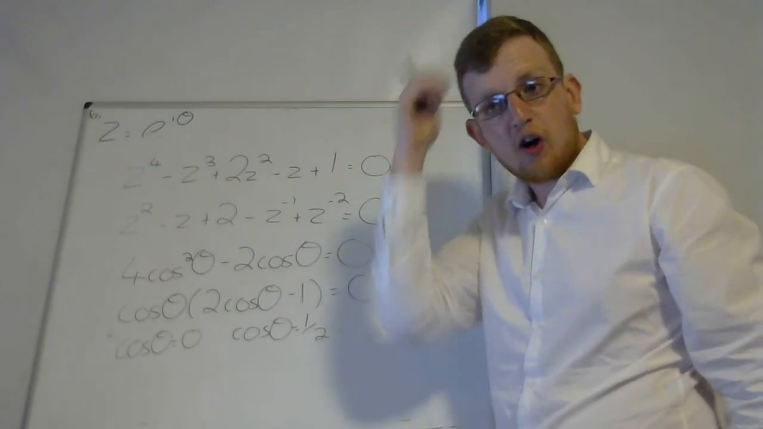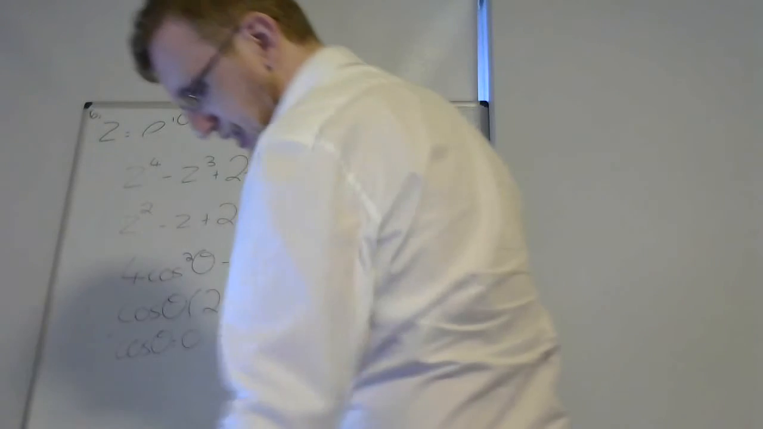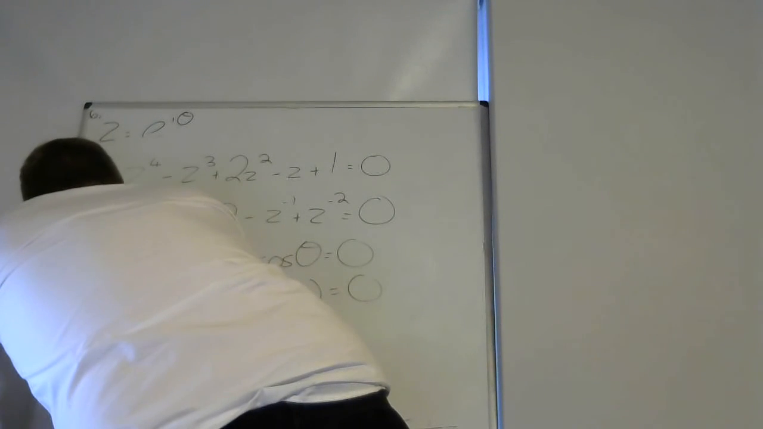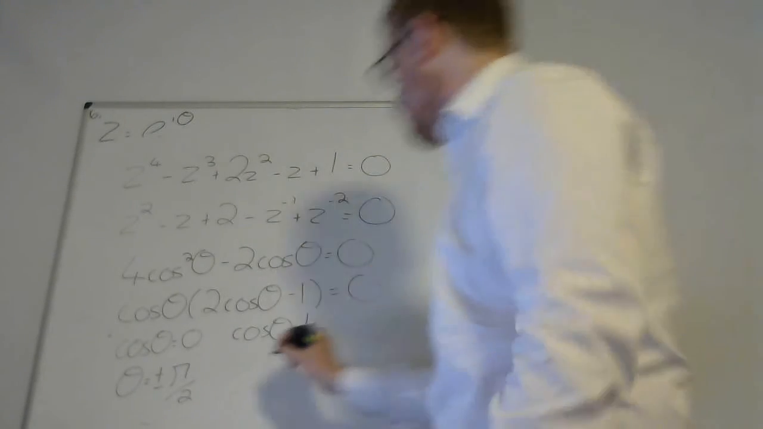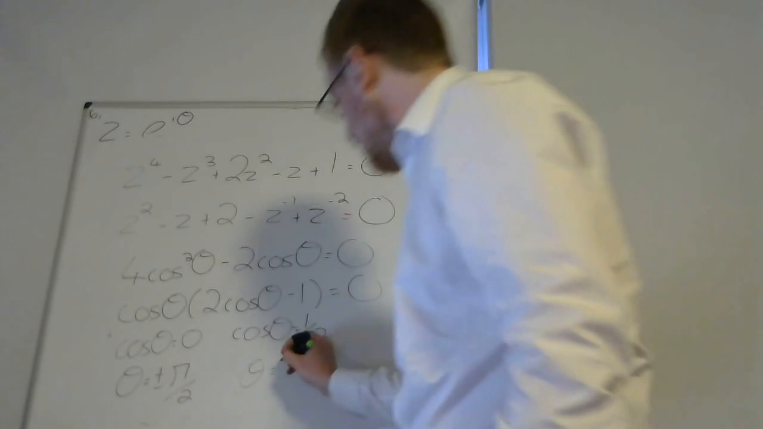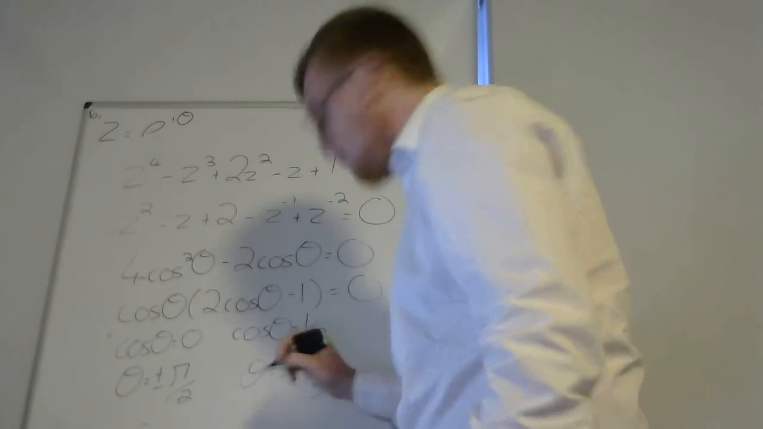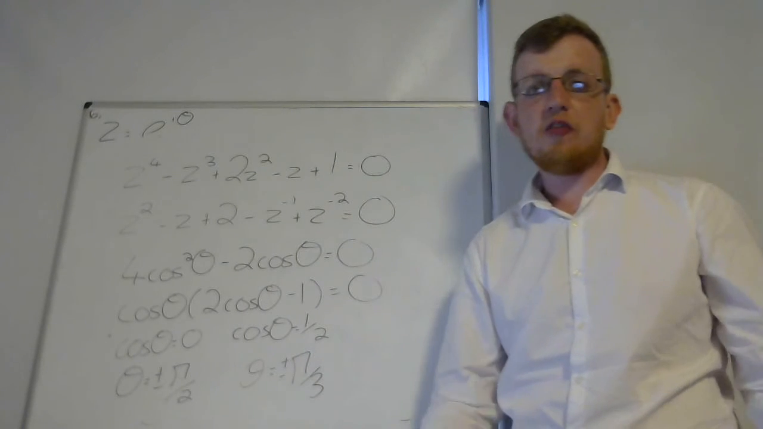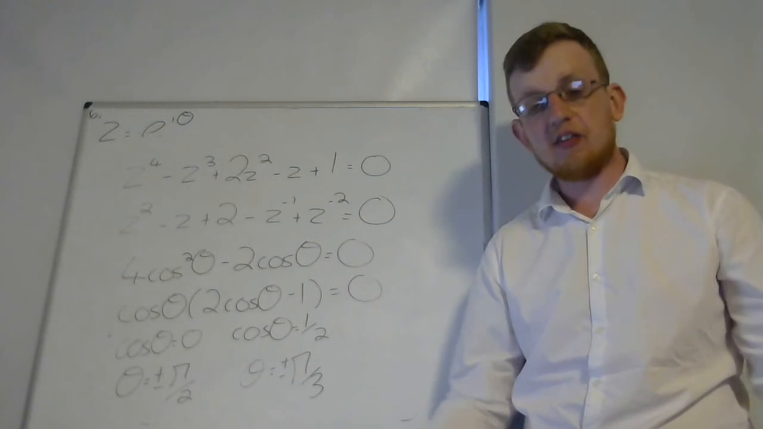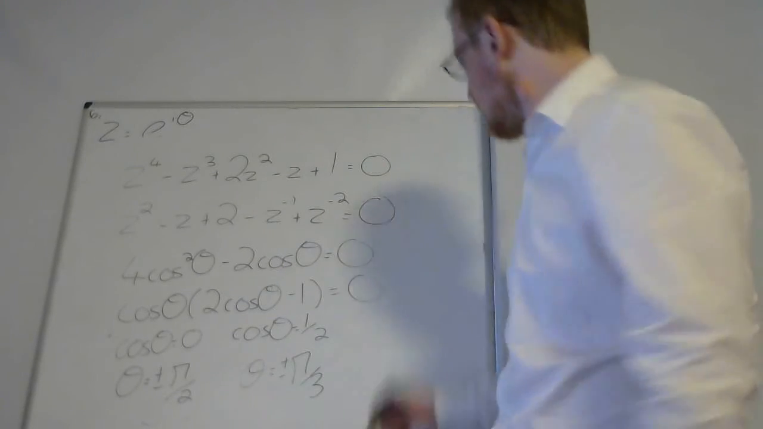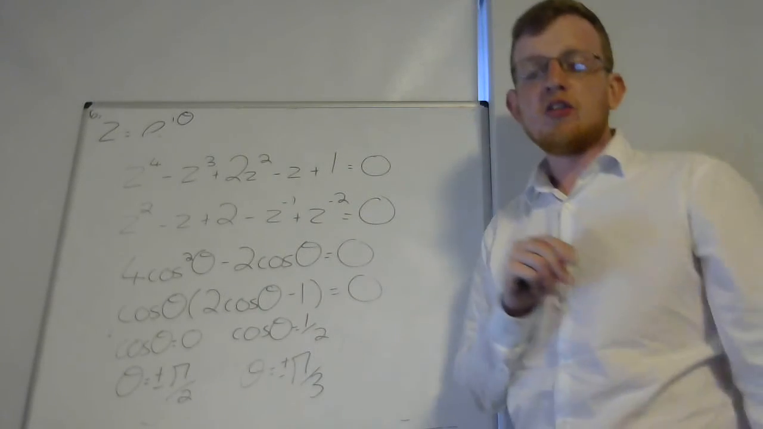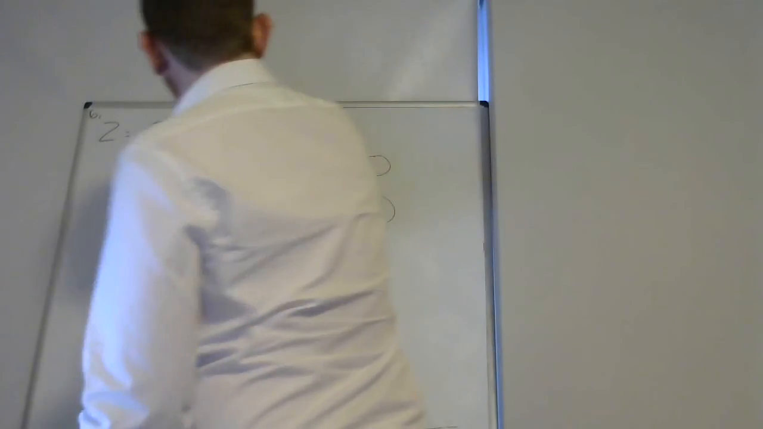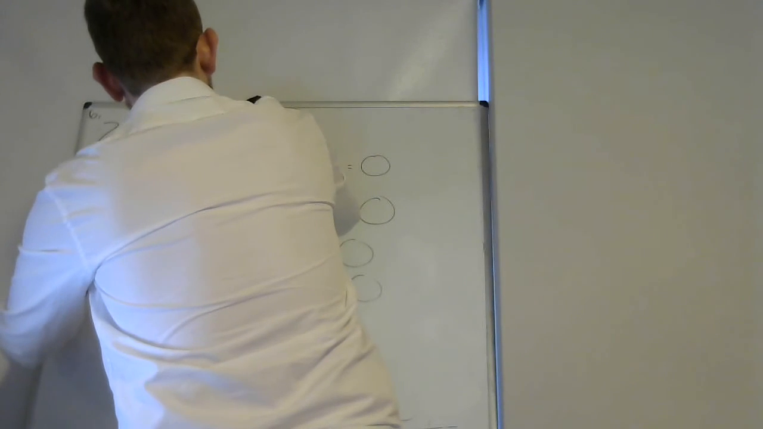And these are all common angles. So cos theta equals 0 means that theta is plus or minus pi on 2. And cos theta equals a half means that theta is plus or minus pi on 3. Cool. And the only thing that's left is to write it in the form A plus Bi, like they said. So remember, z is equal to e to the i theta. So our 4 solutions will be e to the plus or minus pi i on 2.